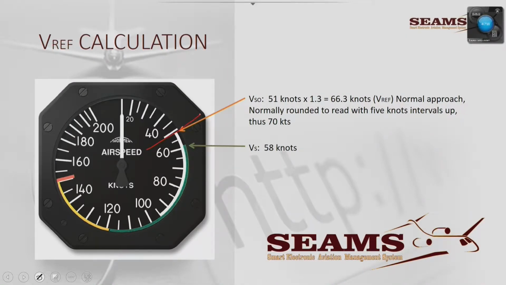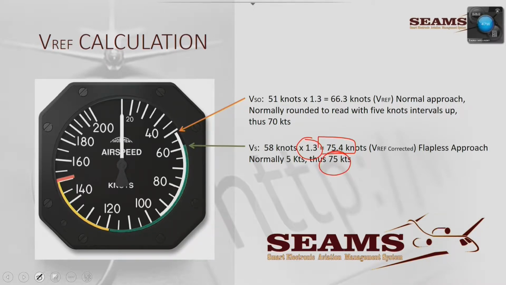Now remember, this at the bottom here was the stalling speed in landing configuration, and this is the clean stalling speed that we've got here at the bottom of the green arc. So it could be said, look, if you want to do a flapless approach, what am I going to do now? Well, you can always times it by 1.3 again. You'll probably then get 75.4 knots, and 75 knots will be very close.